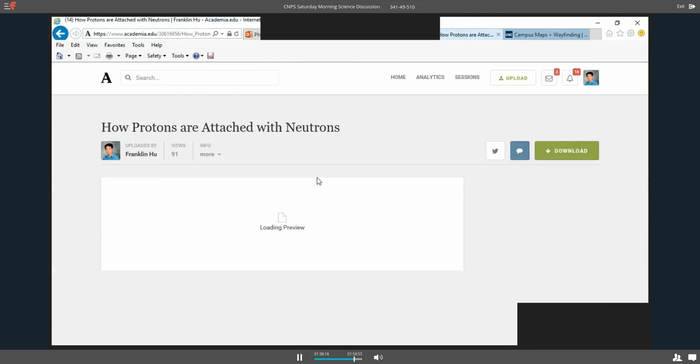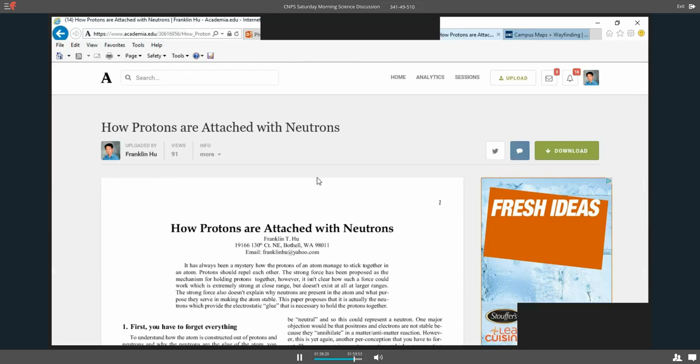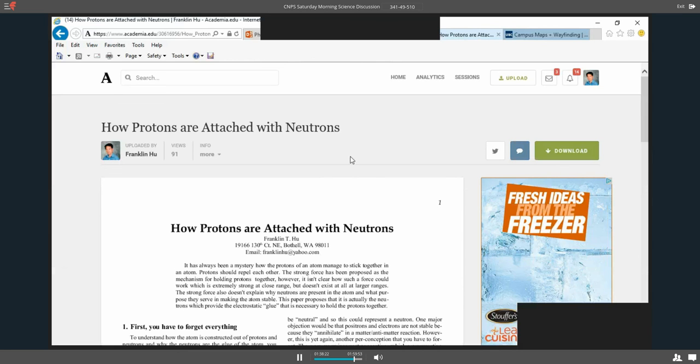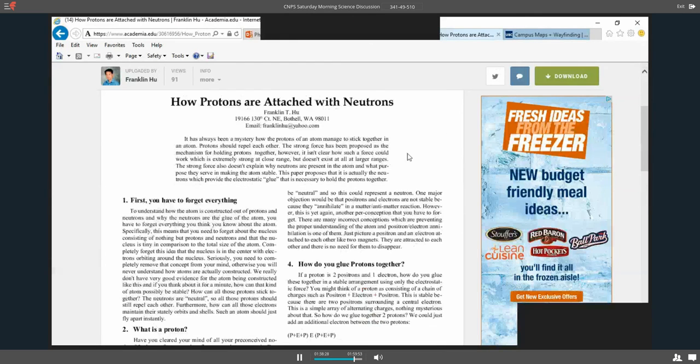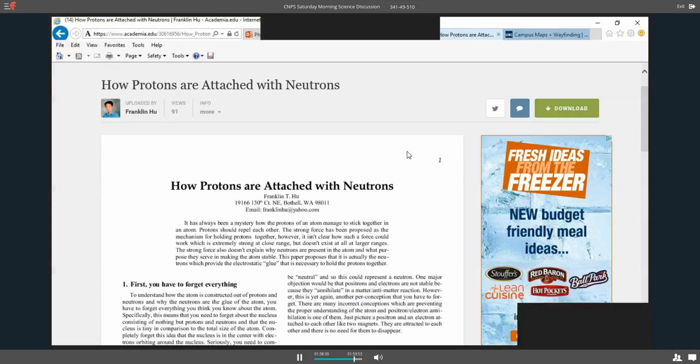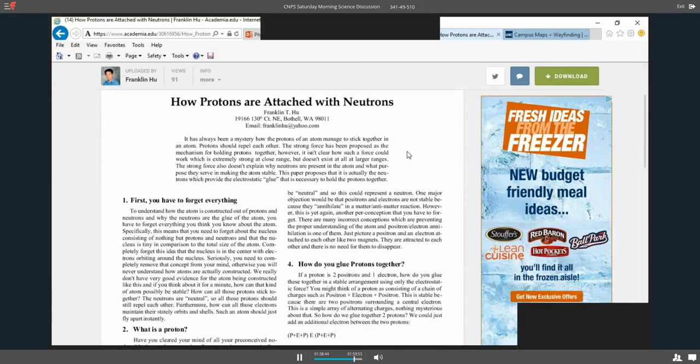So the way this website works is that you can click on the title and you can get a preview, but I believe in order to actually download the file, you have to register. So that's a little bit of a disadvantage, that you have to register and provide some credentials and stuff like that. But I believe that you can just usually click on the title page here.